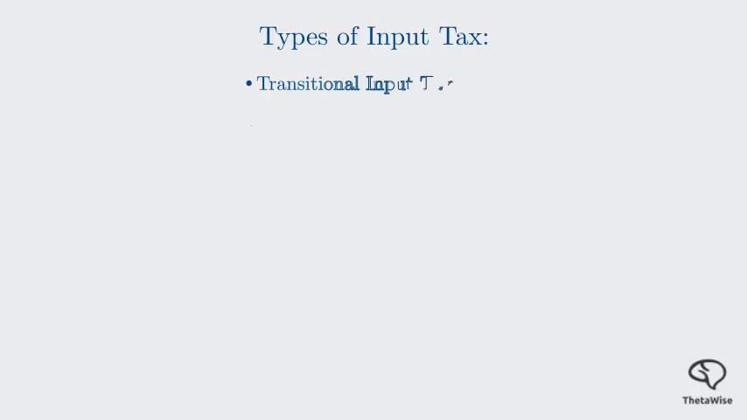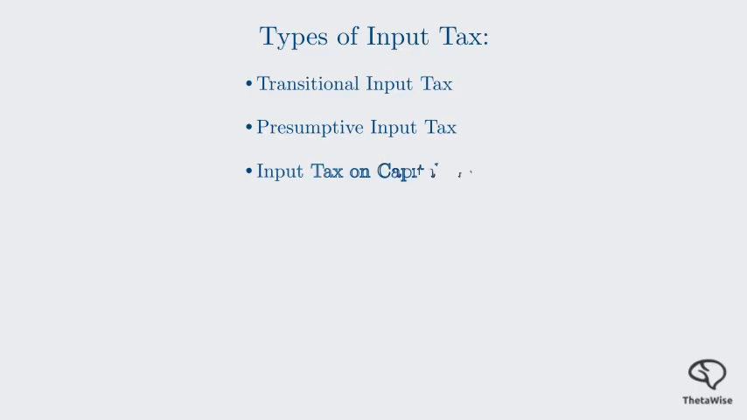Beyond the standard creditable input tax, there are a few other types of input tax you should be aware of. First, there's transitional input tax. When a business registers for VAT, it can claim a transitional input tax of 2% of the value of its beginning inventory, or the actual VAT paid on that inventory, whichever is higher. This helps ease the transition into the VAT system by providing a credit for the VAT already embedded in the inventory.